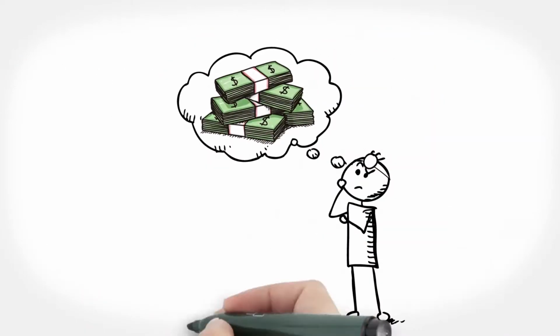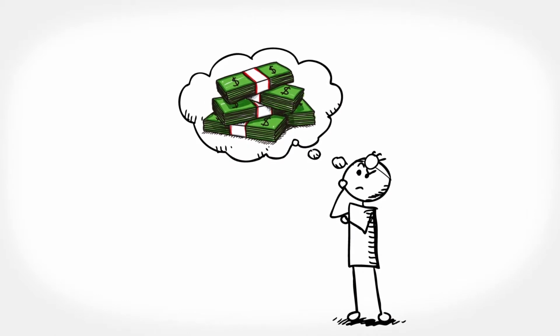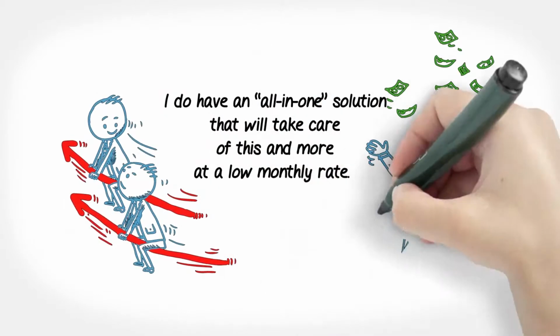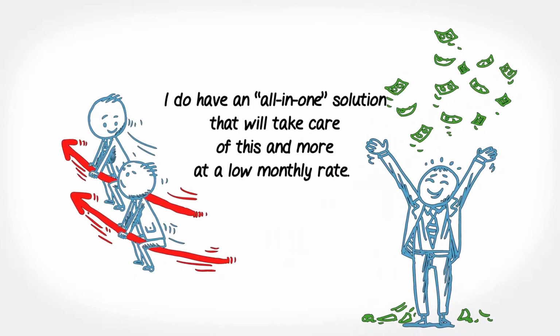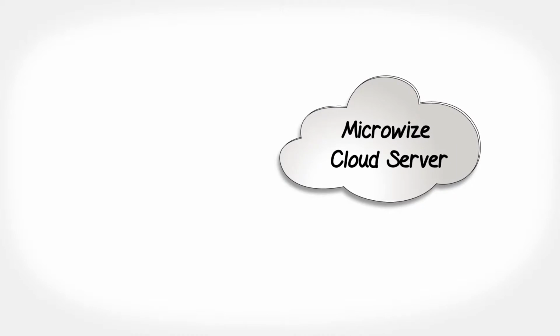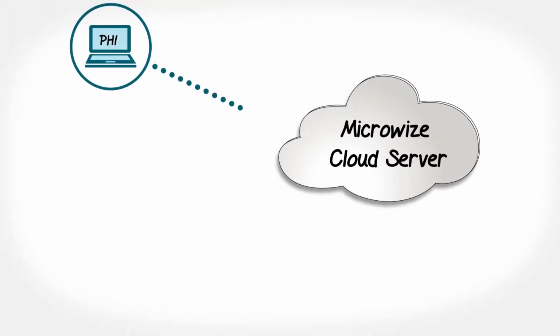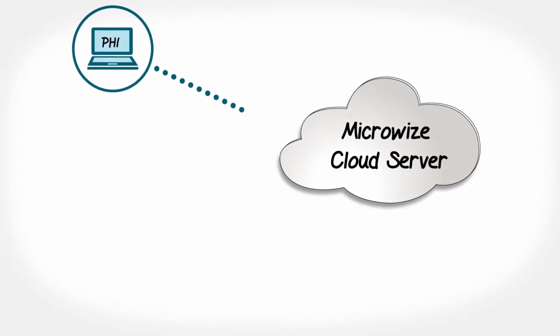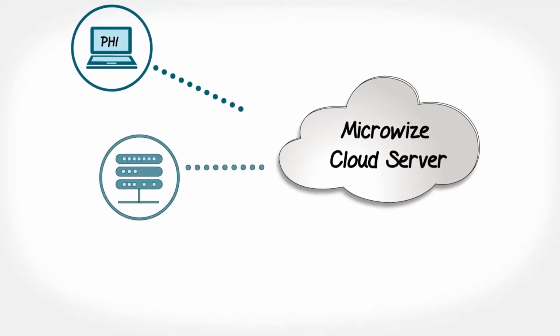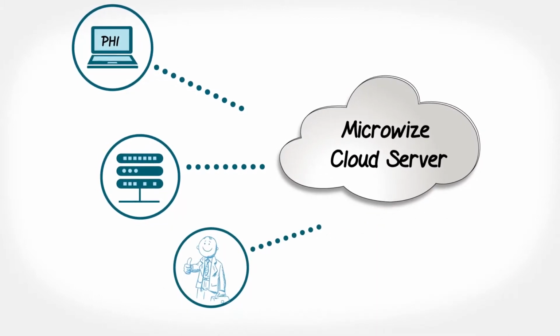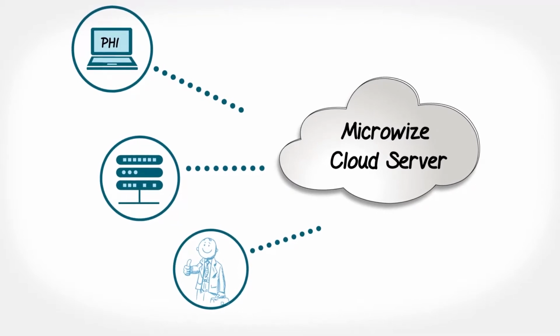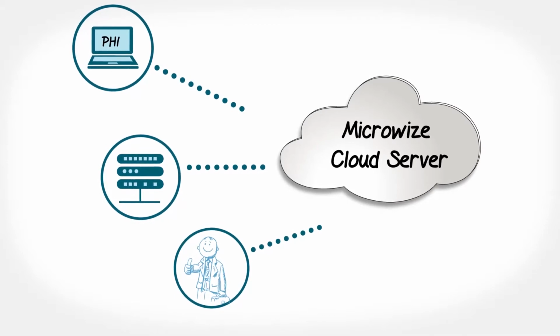All of this is very interesting, but it sounds complicated and expensive to implement and maintain. But I do have an all-in-one solution that will take care of this and more at a low monthly rate. MicroWise technology can host your practice data in the cloud. Our cloud server packages allow you to access your PHI remotely and securely. Your data is on a server, which is stored in a security-enforced data center. Additionally, your dedicated cloud server is monitored and maintained by IT professionals so that your PM EMR software runs well and delivers the best possible experience to you and your staff.